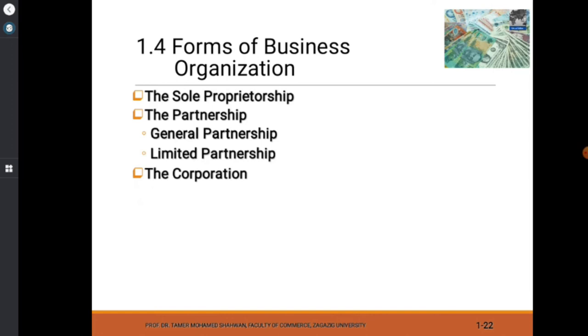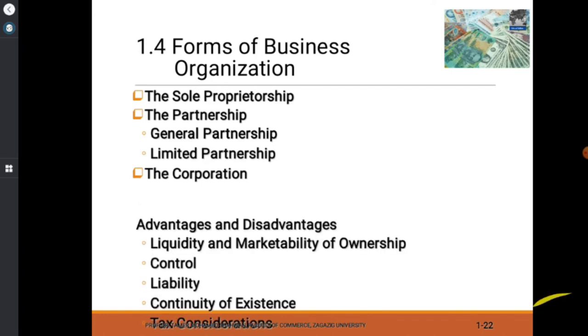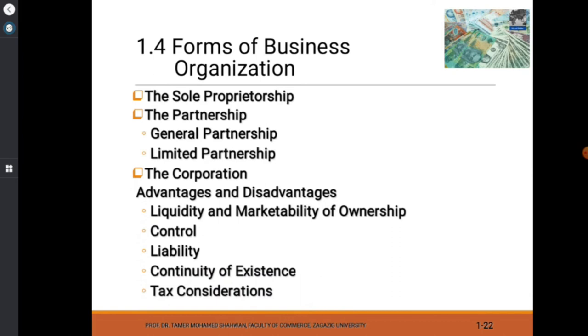But as we see, in general, business organization can be classified into three types: the sole proprietorship, the partnership, and the corporation. What are the main differences, advantages, or disadvantages, our main characteristics related to each one of those terms? Actually, we could differentiate between the sole proprietorship, partnership, and the corporation based on the following advantages and disadvantages.